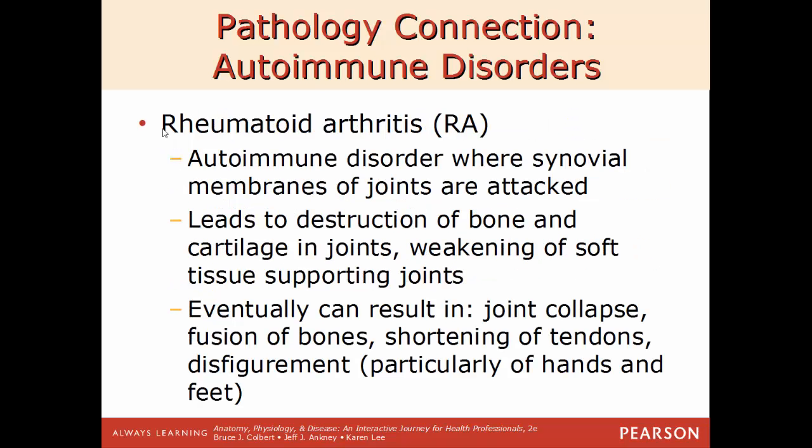The first one, RA, rheumatoid arthritis. This is where the synovial membranes of joints are attacked. This leads to the destruction of bones and the cartilage of these various joints, which will lead to the weakening of the soft tissue that supports the joints. And this can eventually result in joint collapse, the fusion of bones, the shortening of tendons, and also disfigurement, particularly in the hands and in the feet.